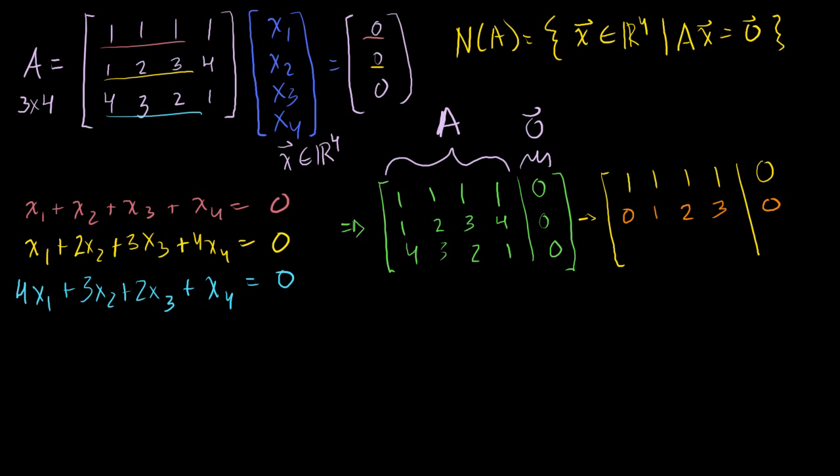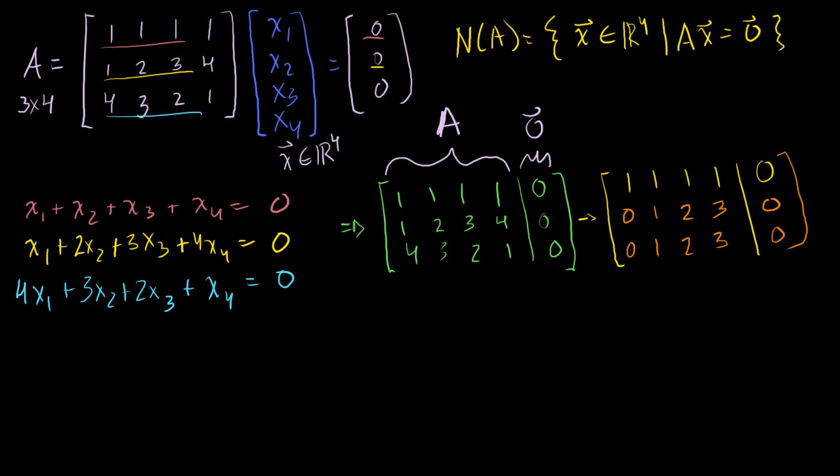And then let me replace this last row with 4 times row 1 minus this row, because I want to get rid of this. So 4 times 1 minus 4 is 0. 4 times 1 minus 3 is 1. 4 times 1 minus 2 is 2. 4 times 1 minus 1 is 3. 4 times 0 minus 0 is 0.